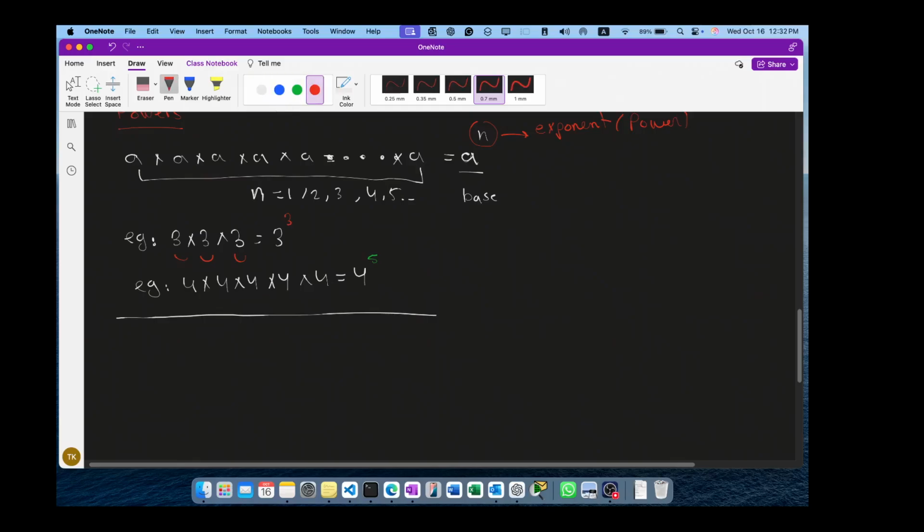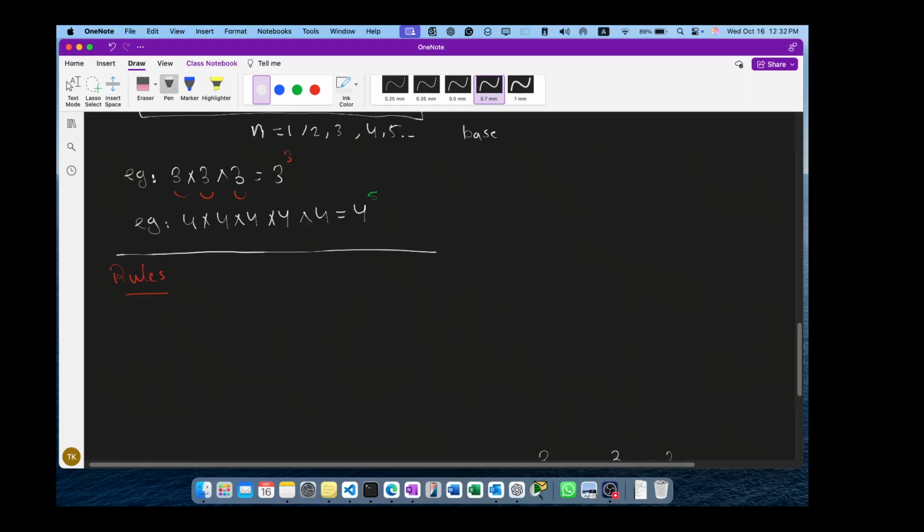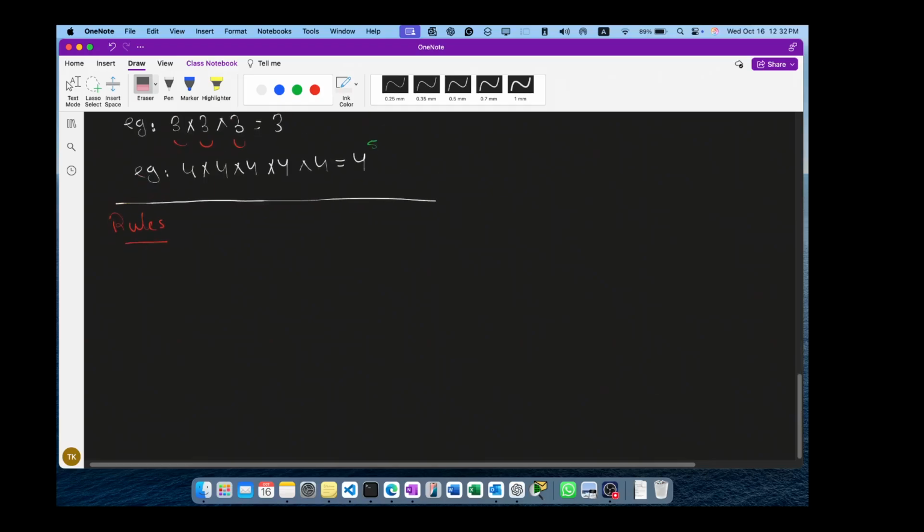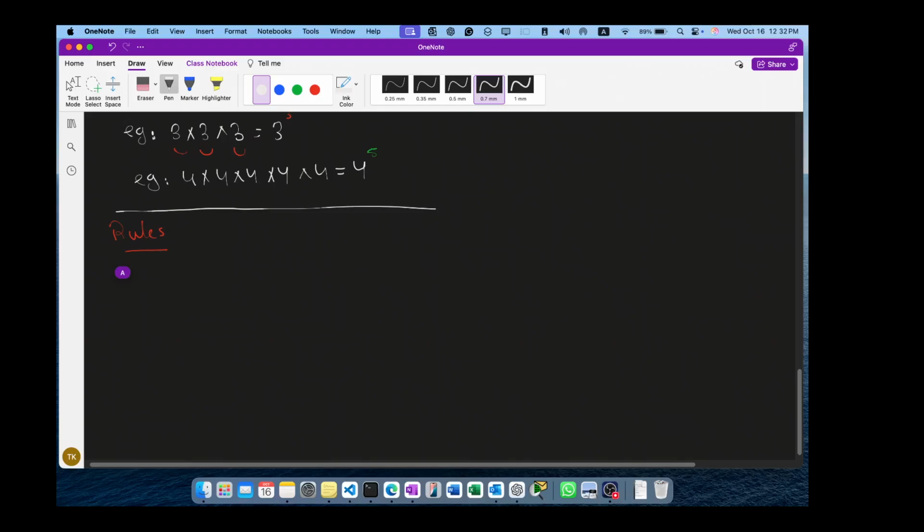What are those rules? Rules. Let's start with the first one. Guys, consider I'm explaining from grade 8 now, okay? But under the name of revision. Now, the first rule says: 1.